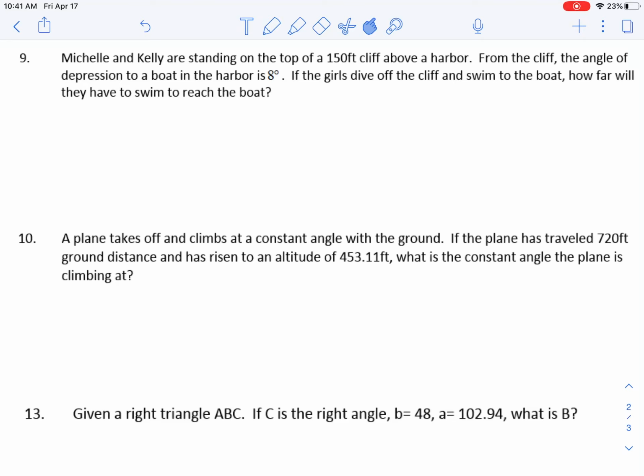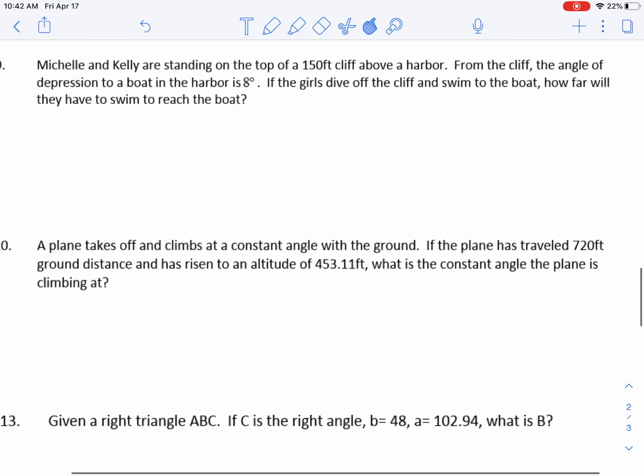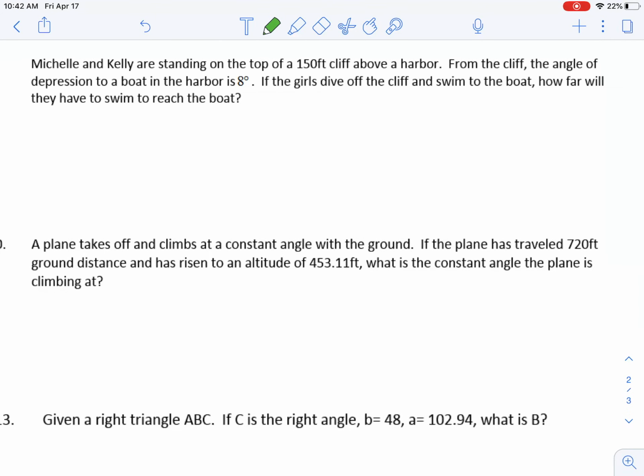All right, number 9, Michelle and Kelly are standing on the top of a 150-foot cliff above a harbor. From the cliff, the angle of depression to a boat in the harbor is 8 degrees. If the girls dive off the cliff and swim to the boat, how far will they have to swim to reach the boat? Okay, so we start off with knowing that they are at the top of a 150-foot cliff.